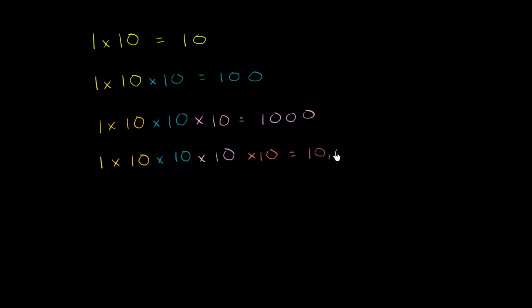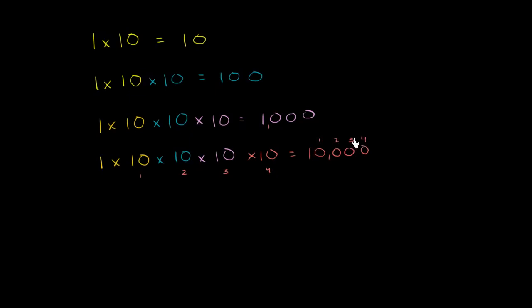So let me write that, 10,000. So once again, we started with a 1. We multiplied by 10 4 times, and we got 10,000. 1 followed by 1, 2, 3, 4 zeros. Let me make that clear. We start with the 1. We multiplied by 10. 1, 2, 3, 4 times. And our product is 1 followed by 1, 2, 3, 4 zeros.